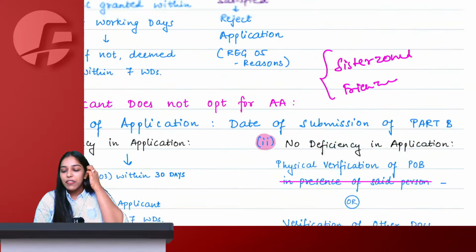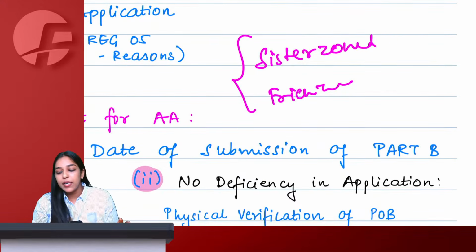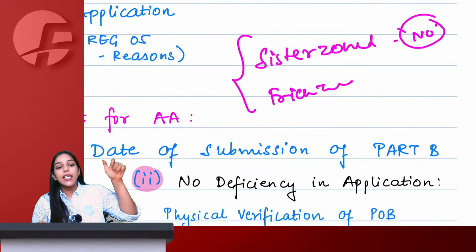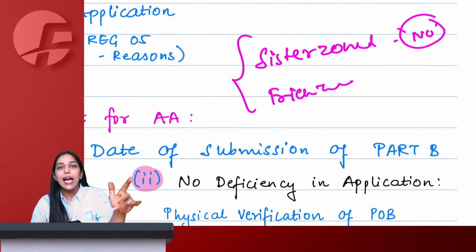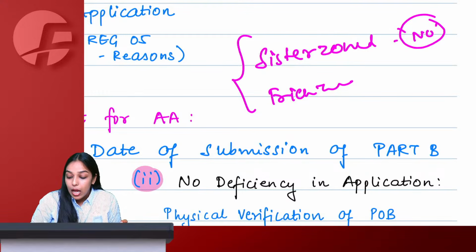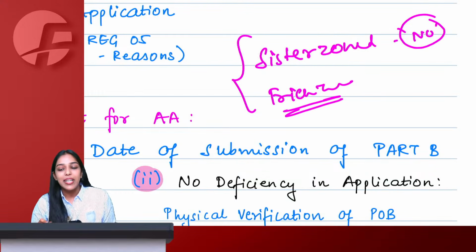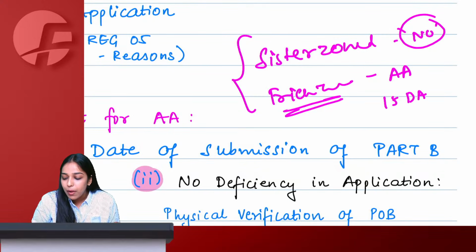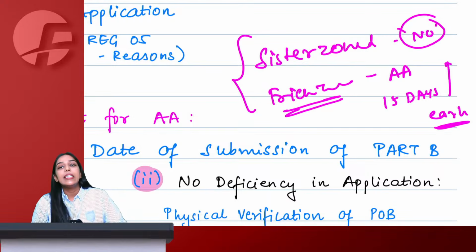So if he had sister zoned you, which means at the time of filing the application you said no, I'm not going to undertake Aadhaar authentication, the date on which you furnish your Part B is your date of filing the application. But if he has friend zoned you, there is still a chance. So in that case, the day on which you actually do Aadhaar authentication or 15 days from application, whichever is earlier, we assume the application to be deemed filed.